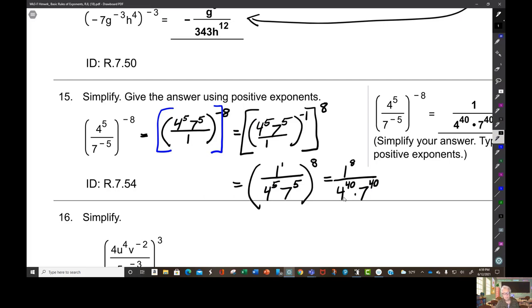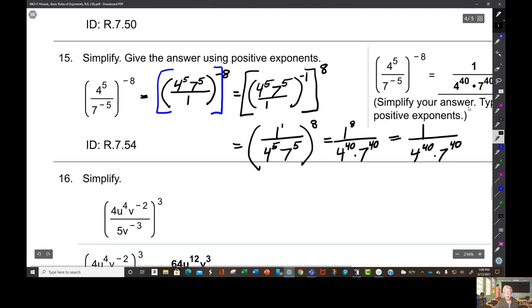Now 1 is a wonderful number. 1 to the 8th power is also a wonderful number because 1 to the 8th power is just 1 times 1 times 1 times 1 times 1 times 1 times 1 times 1, all of which is 1. So our answer is 1 over 4 to the 40th times 7 to the 40th. You can do this and flip your fraction. Here I went to the extra step of changing to a negative 1, and then flip your fraction, and then you've got a positive power, which you will multiply every power in the parentheses by. Have fun working this one in your homework. I think you should possibly work it several times.